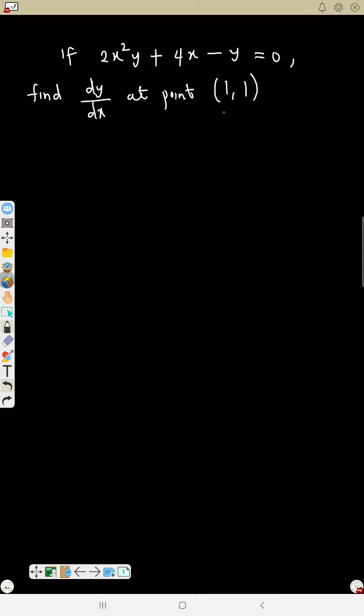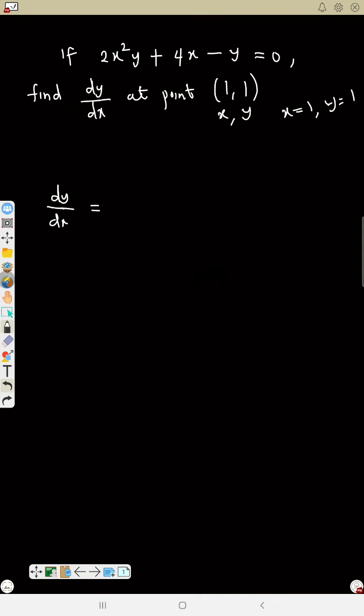means when x is 1, y is 1. Anytime you see points, take the first point as x, take the second point as y. So that means x equals 1 and y equals 1. That is the meaning of this point. So if that point is given, first you should still find dy over dx. Now remember, our short method is what?